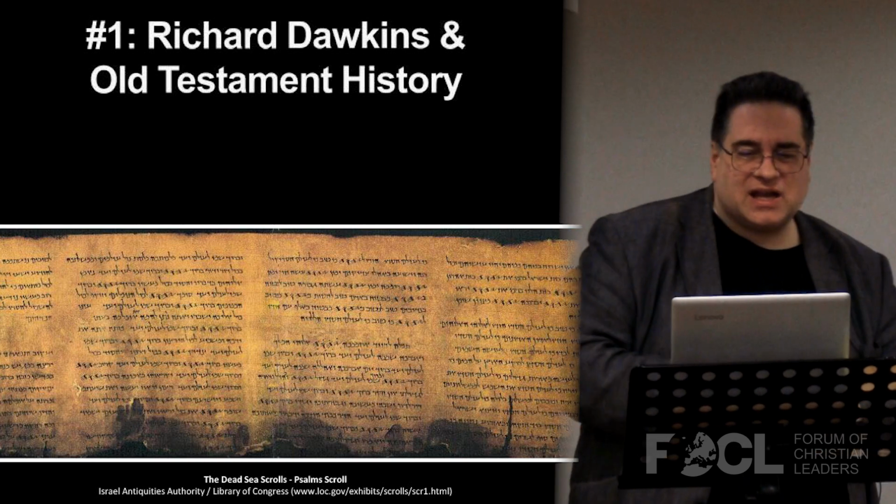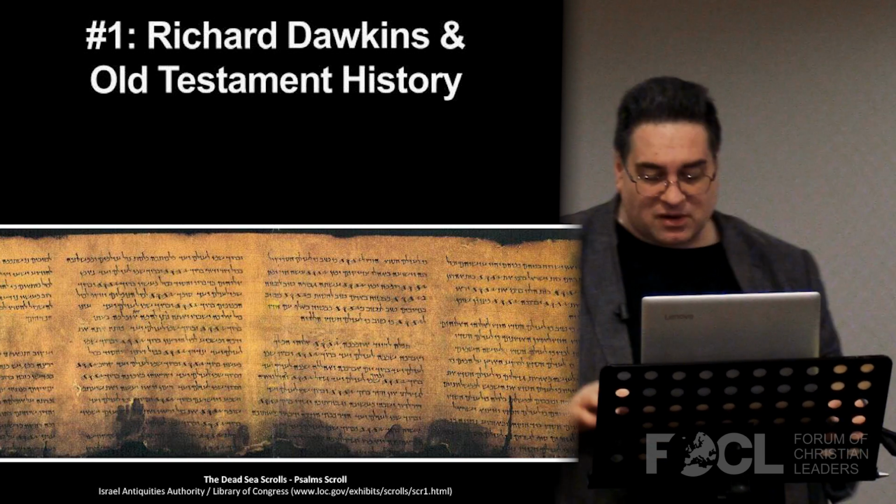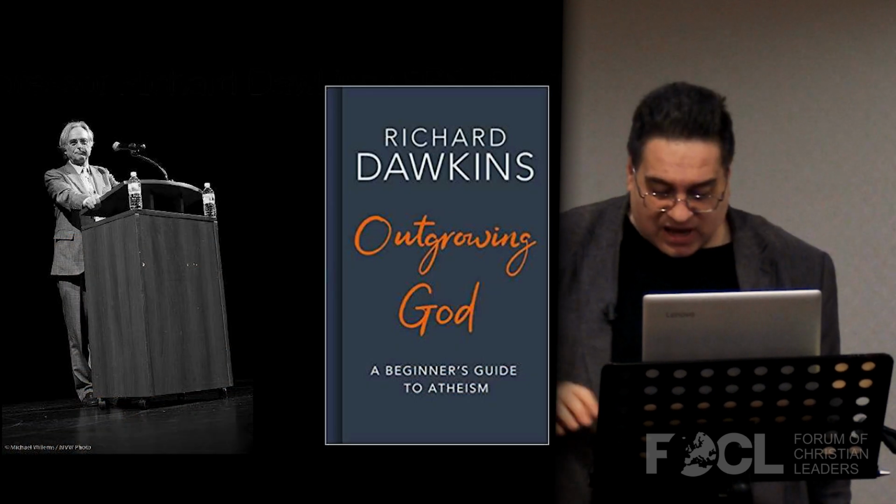Well, let's start by taking a little look at the famous British atheist Richard Dawkins and what he says about Old Testament history in his recent book, Outgrowing God, which has been described as a sort of junior version of his best-selling book, The God Delusion. He asserts, and I use the word advisedly, that biblical scholars don't take the Old Testament seriously as history. He asserts that this or that Old Testament story makes an extraordinary claim requiring extraordinary evidence for you to believe it. He asserts that there's an absence of extra-biblical evidence for the historical truth of certain Old Testament stories.